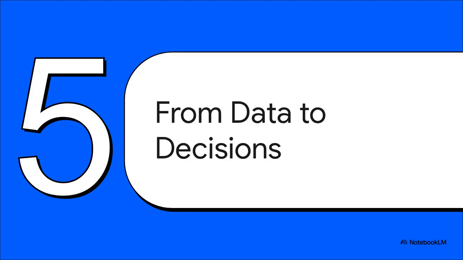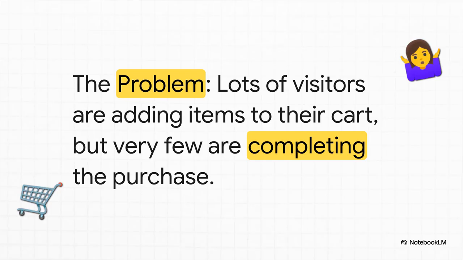Okay, this is where it all comes together. This is where the rubber meets the road, because we've got all this data, all these clues from the 4 chapters of the user's journey. But data by itself is kind of useless if you can't turn it into a real-world decision. So let's put on our detective hats one last time and solve a classic case. The data shows that people are loving the products. They're adding stuff to their shopping cart like crazy. But then, poof, they vanish. Very few of them are actually finishing the purchase. So where are we losing them?